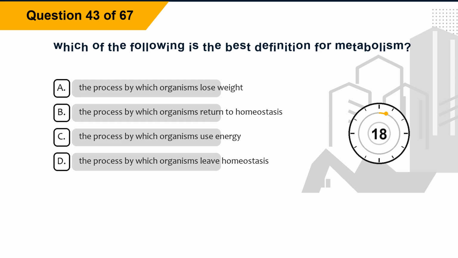Question 43. Which of the following is the best definition for metabolism? Option A. The process by which organisms lose weight. Option B. The process by which organisms return to homeostasis. Option C. The process by which organisms use energy. Option D. The process by which organisms leave homeostasis.